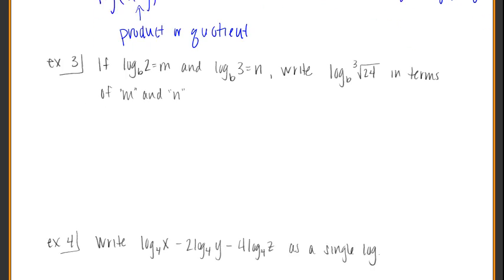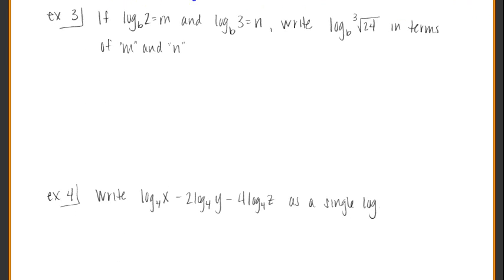All right, let's go into example 3. We know that log base b of 2 is going to equal m, and log base b of 3 is going to equal n. So what we want to do is take log base b of the cube root of 24 and figure out what that equals. Is it equal to m times n? Does it equal m cubed times n? We want to figure that out. Let's use some properties.